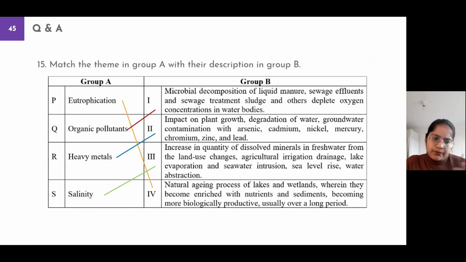And then salinity is, of course, an increase in the quantity of dissolved minerals in fresh water from land use changes, agriculture, irrigation, drainage, lake evaporation, seawater intrusion, sea level rise, and water obstruction. So a rise in dissolved minerals in fresh water matches with salinity. So P matches with 4, Q matches with 1, R matches with 2, and S matches with 3. That is the correct matching order.